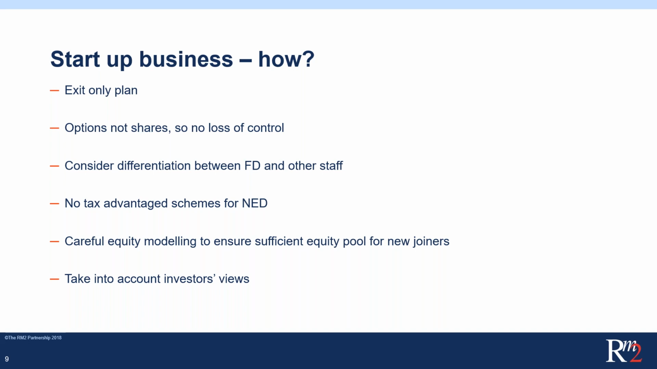They want to differentiate between the finance director and the other staff. The FD is obviously the most important, but the chefs are important as well, and they want their front of house and admin staff to be involved as well. So as they're growing, they might want to think about some equity modelling to make sure that the equity pool is sufficient for new joiners and to work out the right percentage for the FD in particular.